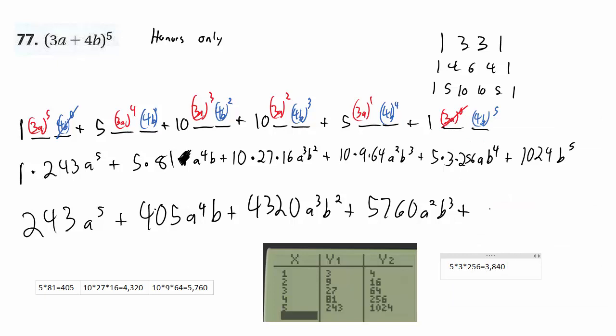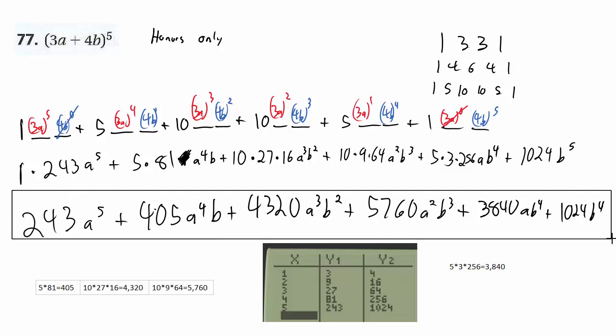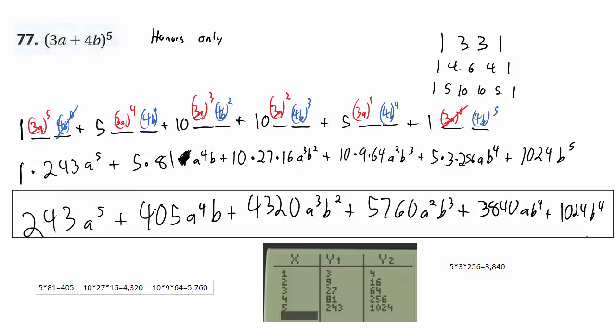is 3840. And that's the a b to the 4th term plus, and then this one's already simplified, 1024 b to the 5th power. So this is the binomial fully expanded and completely simplified. That's your final answer. Okay, so the last one was a 5th power. This is a 6th power.